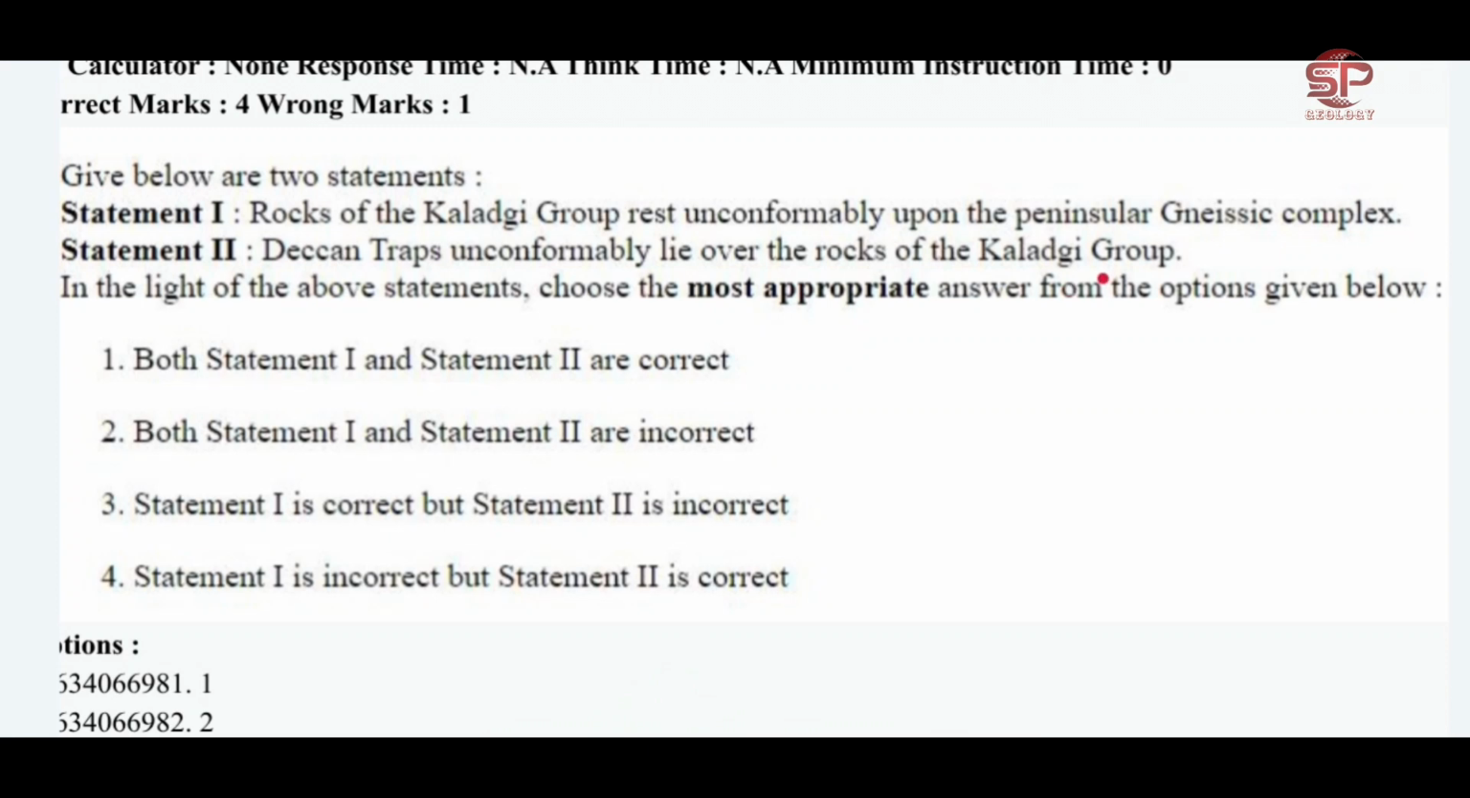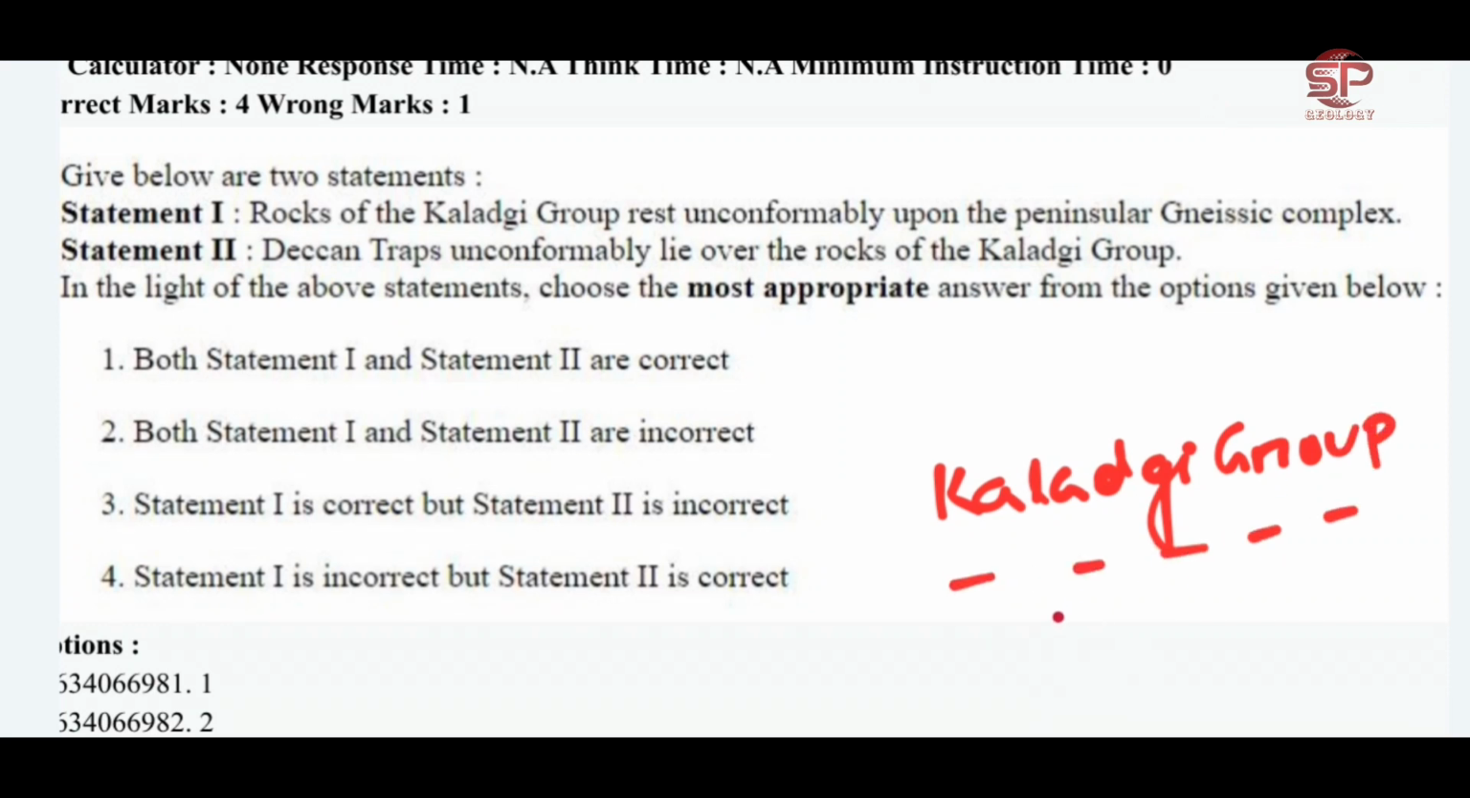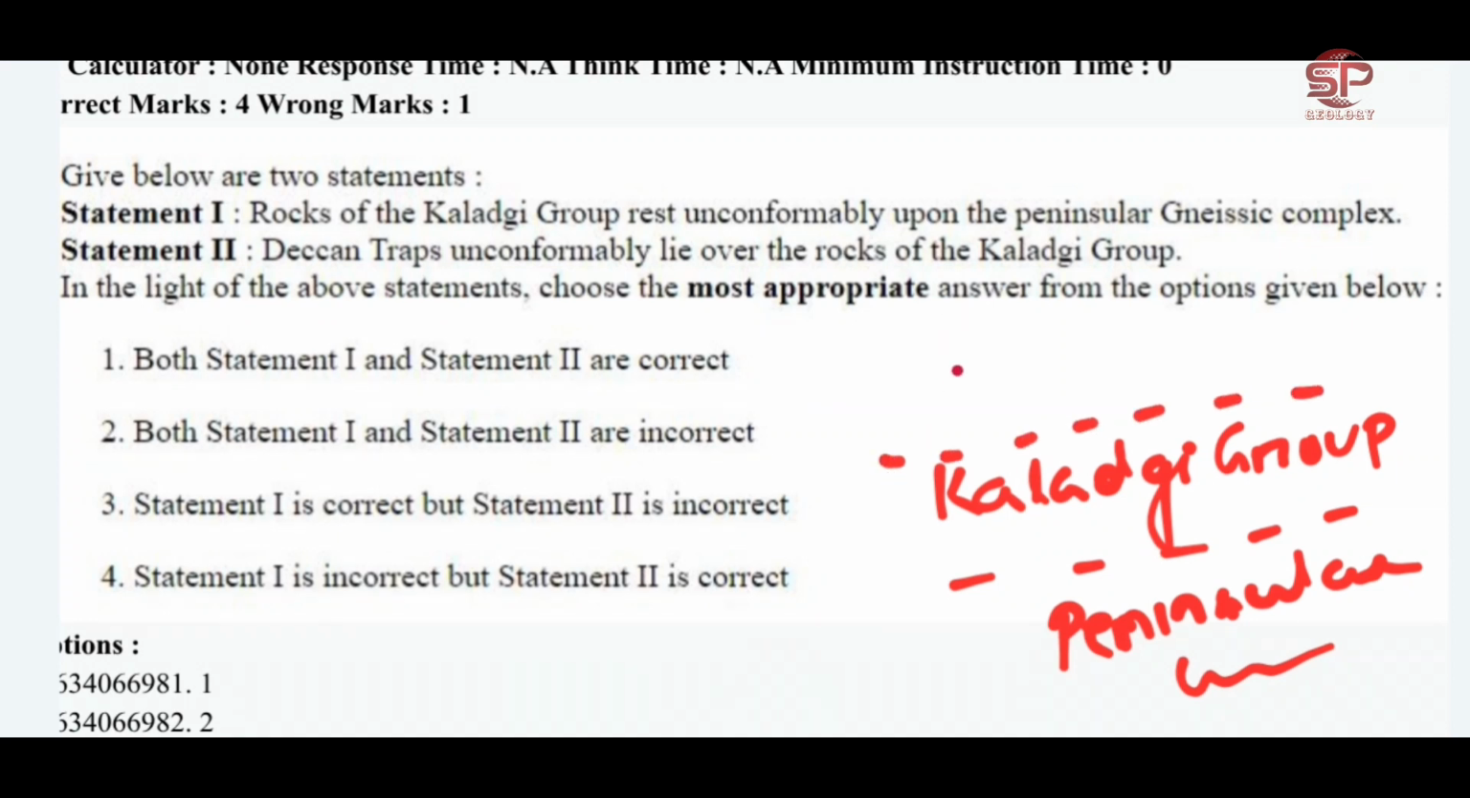Rocks of the Kaladgi group that unconformably overlie the Peninsular Gneissic Complex. So this is the Kaladgi group. It has a basement of the Peninsular Gneissic Complex, so there is one unconformity. Then over the Kaladgi group, there is another unconformity. Then we will find the Deccan Trap.